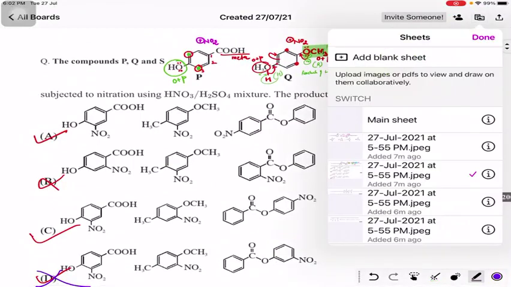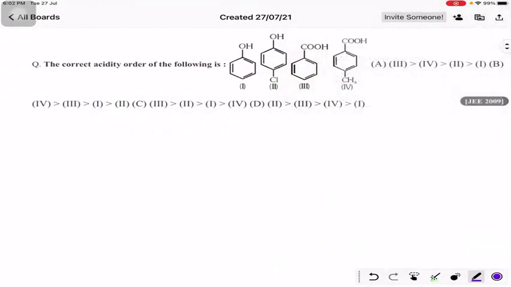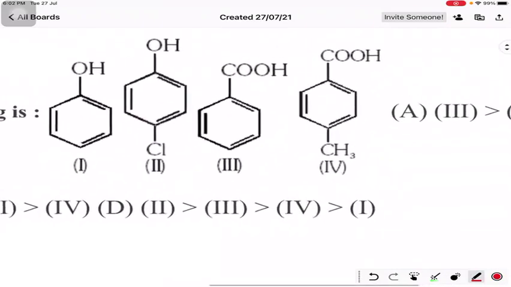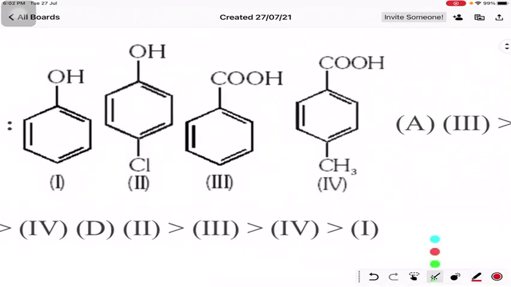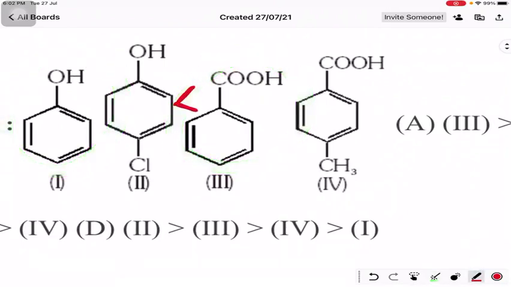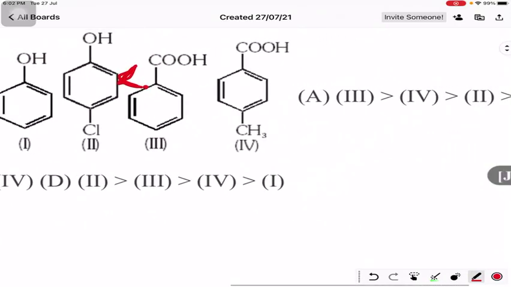Now next is the correct acidity order. We are asked for acidity order. Now in acidic strength we know that we have two types of groups. We have phenol and we have benzoic acid group, and we all know that benzoic acid is stronger than phenol. So it means 3 and 4 will be stronger than 1 and 2.